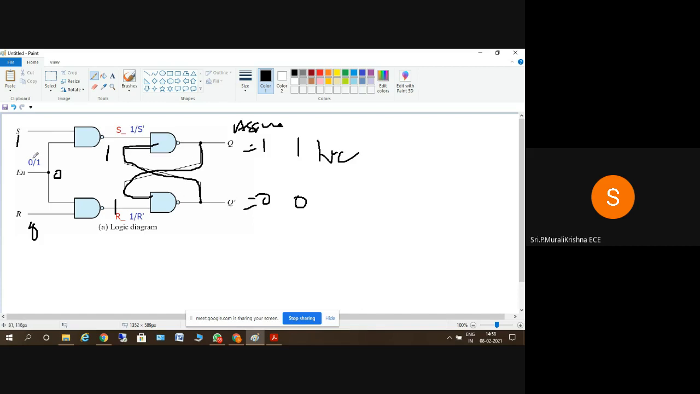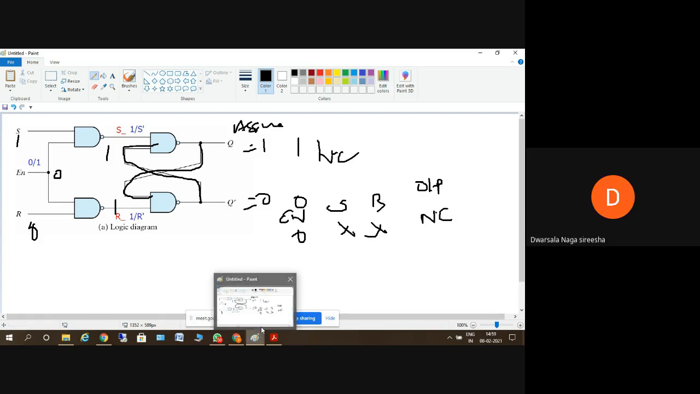Okay, so what are the inputs I take? Irrespective of the values of S and R, if enable is equal to 0, the output is the no change state. So we'll get a no change state there. Clear? Yes, sir.